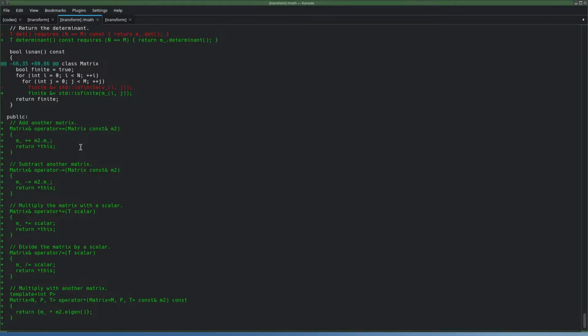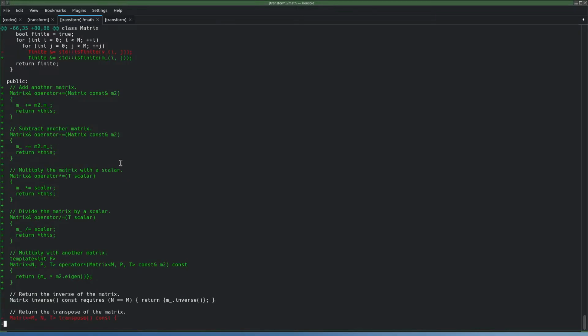Okay, so what can we do? Add another matrix. Subtract another matrix. Multiply the matrix with a scalar. Divide a matrix by a scalar. Multiply with another matrix.